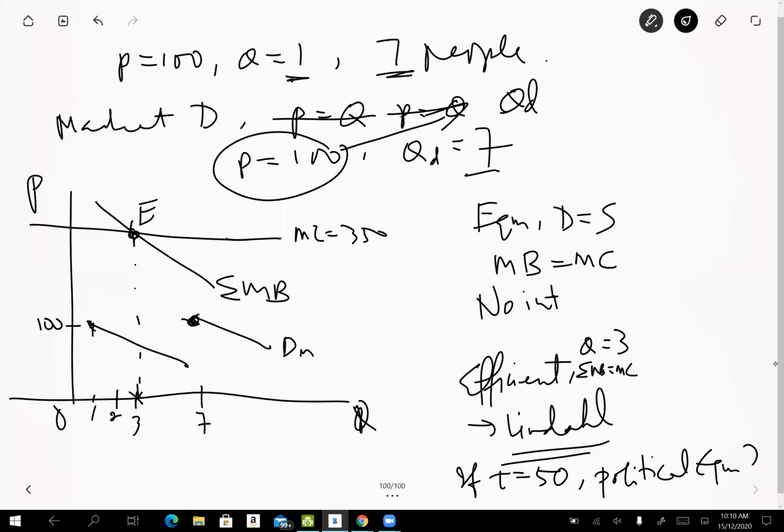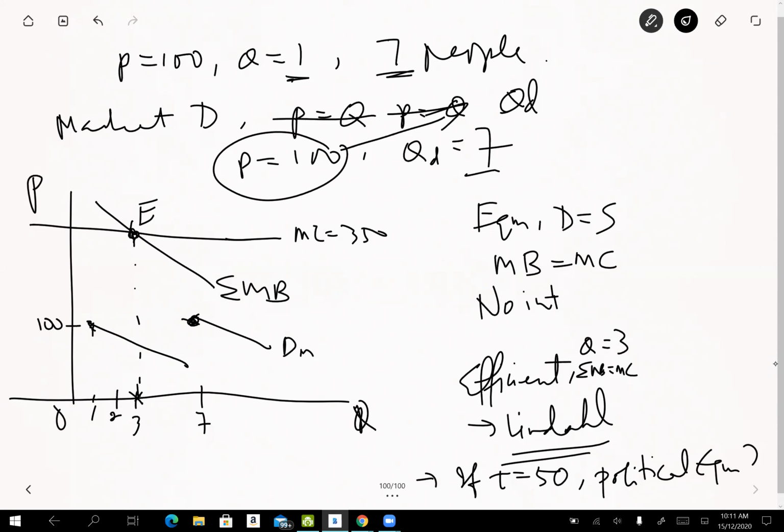Okay, so now you have to differentiate. I think many people are still confused, but now you shouldn't be confused anymore. Political equilibrium is by the voting. The efficiency point is by the Lindahl model or the voluntary contribution. Voluntary contribution will result in the efficient point. Political equilibrium does not necessarily lead to the efficient point. It can be under certain conditions, but generally they will not be the same. But here is the thing. If the tax is equal to 50, what is the political equilibrium?